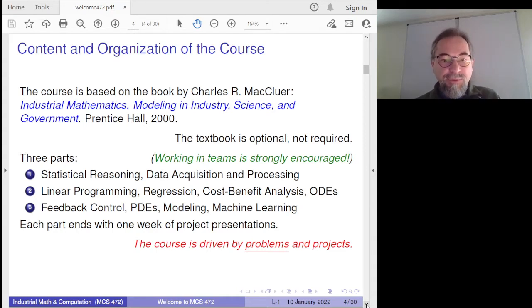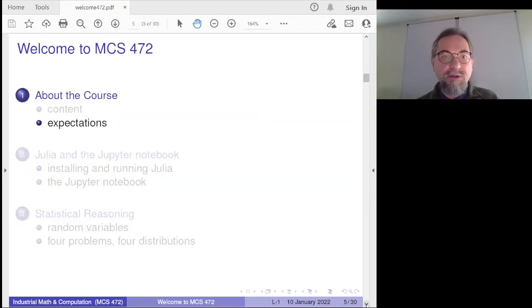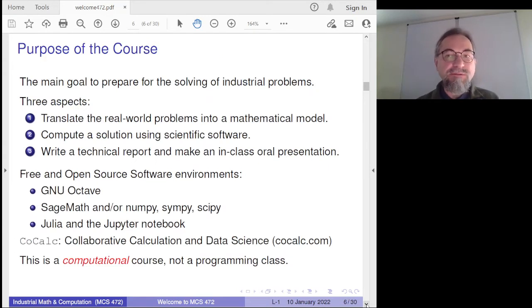So important here, the bottom line is that this is a problem-oriented course, project-driven. So we have specific topics, and there will be a midterm exam, there will be homework, there will be a final exam, but it's not so much the particular technology or the particular mathematics that you know, but how you can apply it. So this brings me to the expectations.